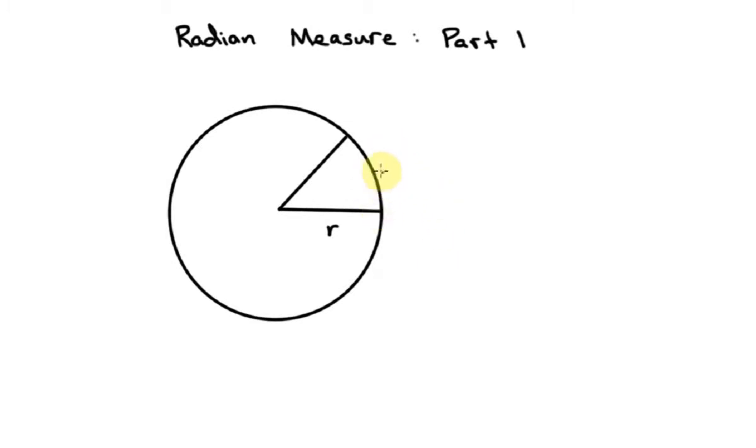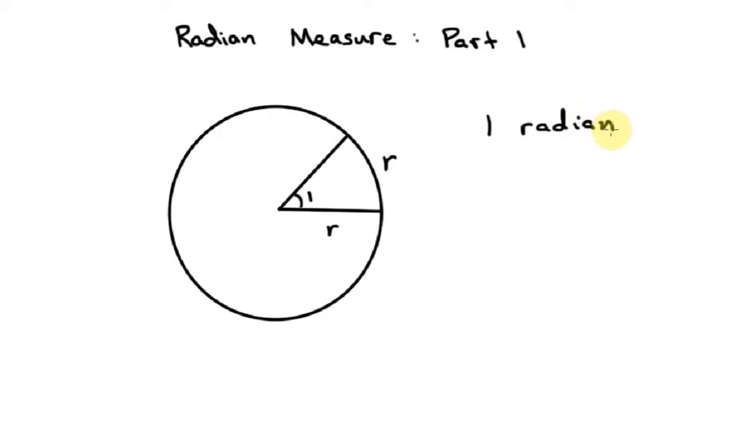If you take the arc length and you make it equal to the radius of the circle, so this arc length would be r, then that is what we call 1 radian. So if I'm now in radians, 1 radian means you have the arc length of the sector equal to the radius of the circle. And that is what 1 radian is.